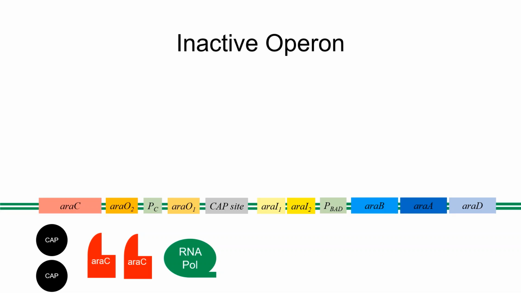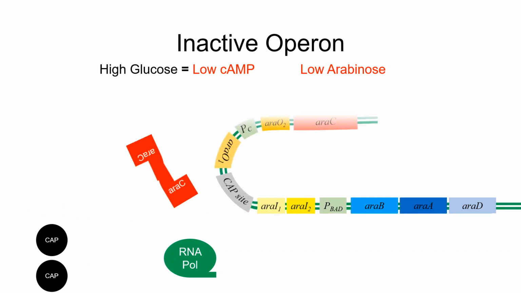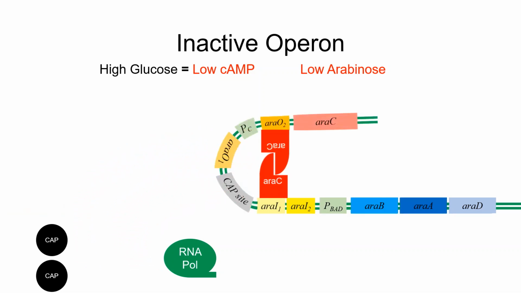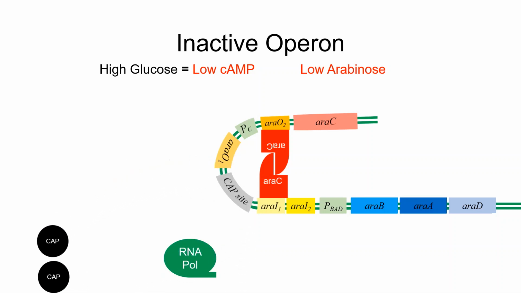Now let's look at an inactivated arabinose operon. In this scenario, we have high glucose, which means the absence of cAMP, so our CAP proteins are not activated. We also have low levels of arabinose. AraC will again dimerize, but this time in a different orientation. In this orientation, the dimerized AraC will bind the DNA elements AraI1 and AraO2, which will pull the DNA into a loop. The CAP proteins are not active, so they cannot bind DNA.